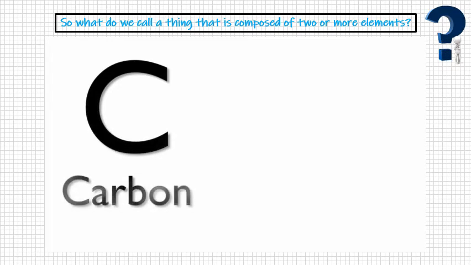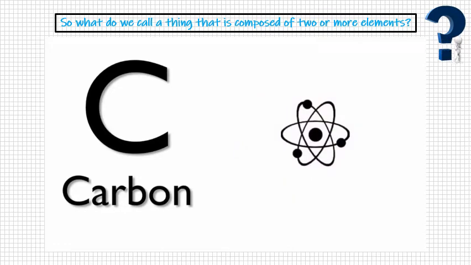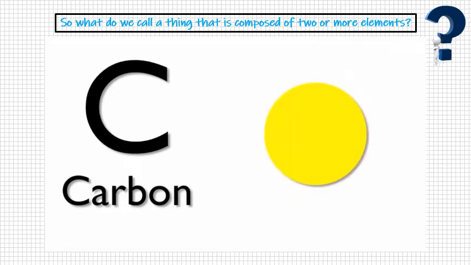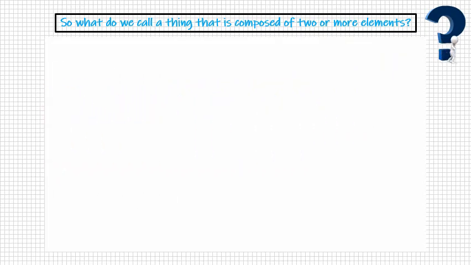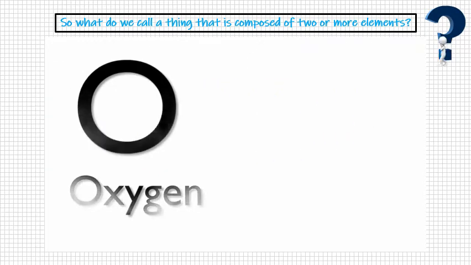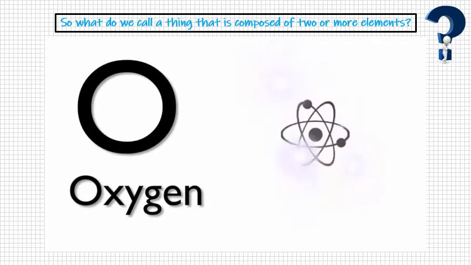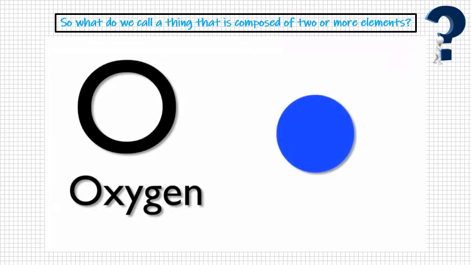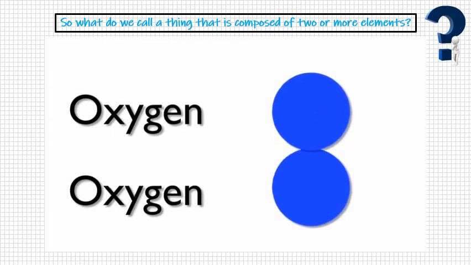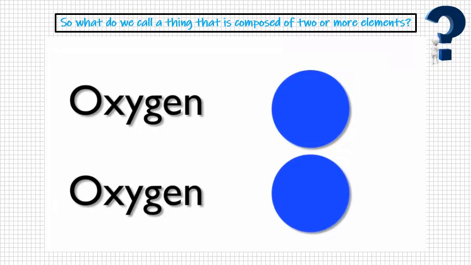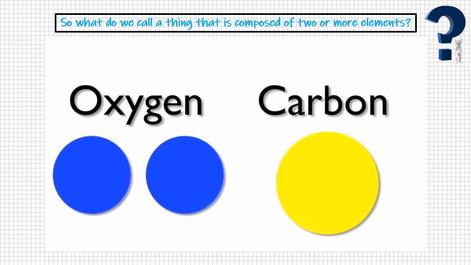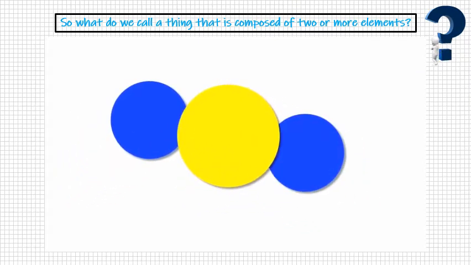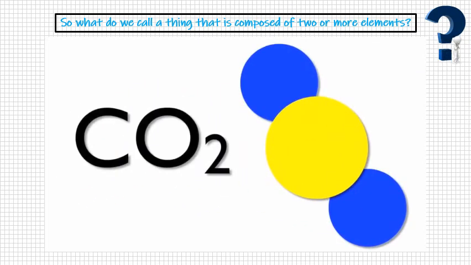Carbon is another element found on the periodic table of elements. Carbon is just one type of atom that we represent here with a yellow circle. Oxygen, once again, is found in the periodic table of elements and is just one type of atom that we will represent with a blue circle. Let's take two oxygen atoms and one carbon atom. When these three atoms combine, they form a chemical compound known as CO2.